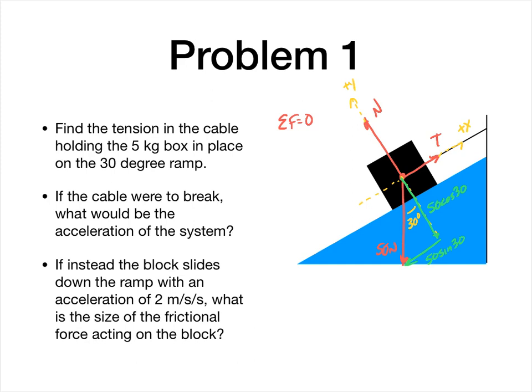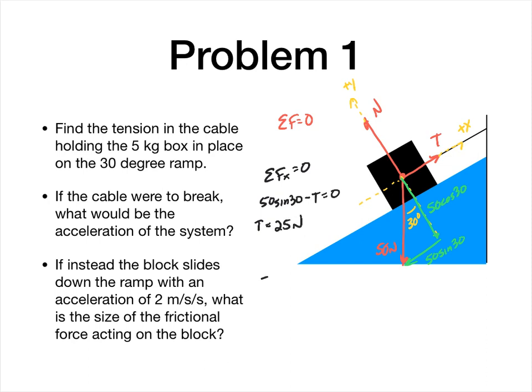And let's do it. Net force in the x direction equals 0. So 50 sine 30 minus tension equals 0. So that's going to be tension equals 50 sine 30, which is 25 newtons.